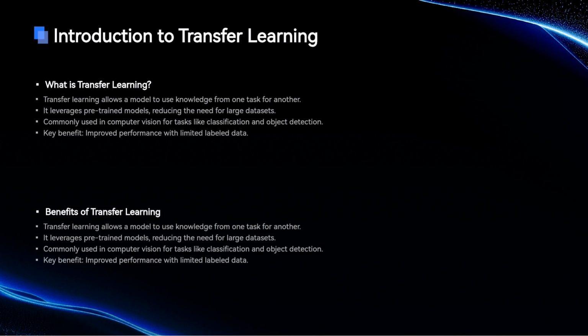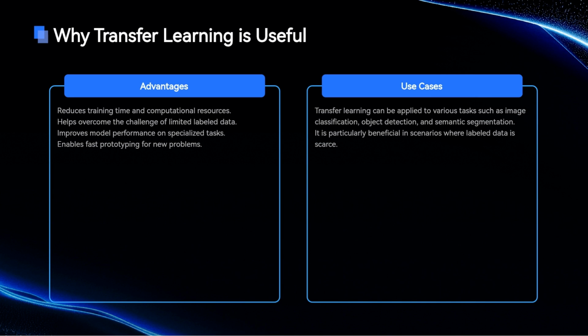In computer vision, tasks like image classification, object detection, and semantic segmentation benefit greatly from transfer learning. This approach enables faster training and better performance on smaller datasets. Transfer learning is particularly useful because it addresses several common challenges in computer vision: training time and computational resources. Training deep neural networks from scratch requires significant computational resources and time. Using a pre-trained model can dramatically speed up the process.